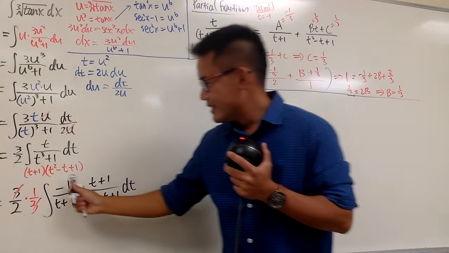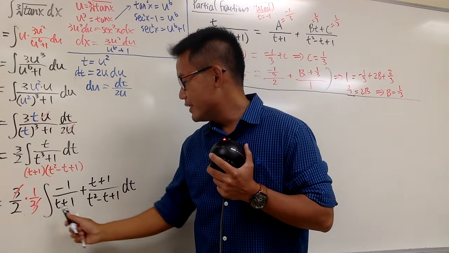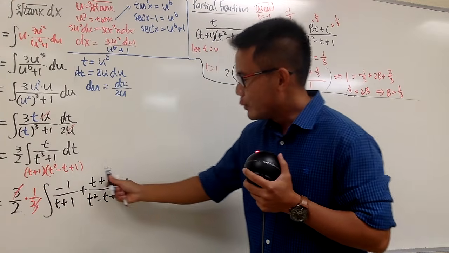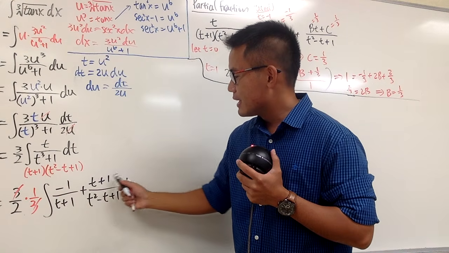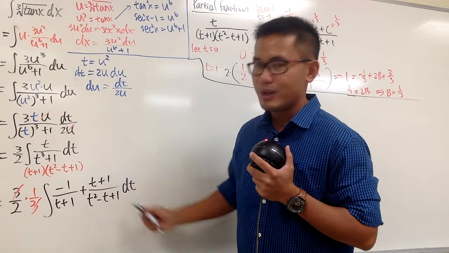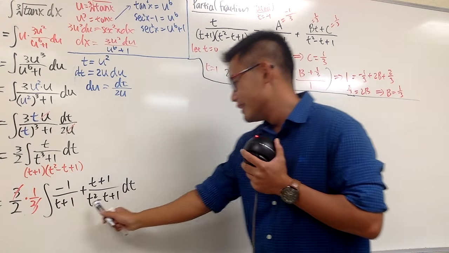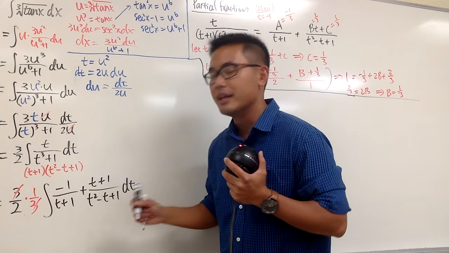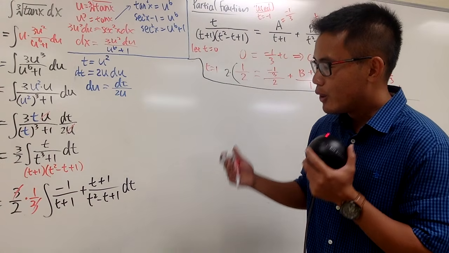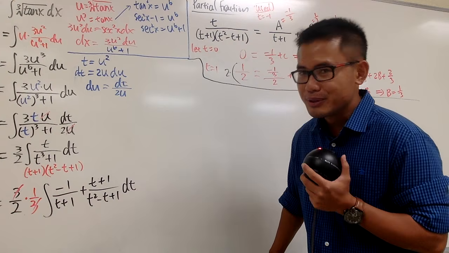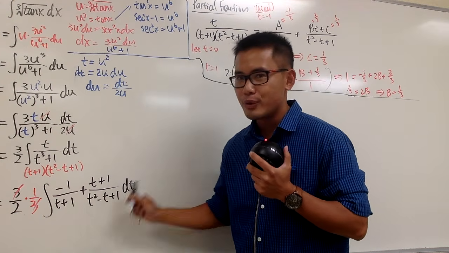Okay, this is easy, right? -1 over t plus 1, we can totally integrate that. But how in the world can we integrate this? t plus 1 over t squared minus t plus 1. Well, this right here, we cannot factor it anymore. This quadratic doesn't have any real valued roots, right? So what we have to do is we have to complete the square right here.